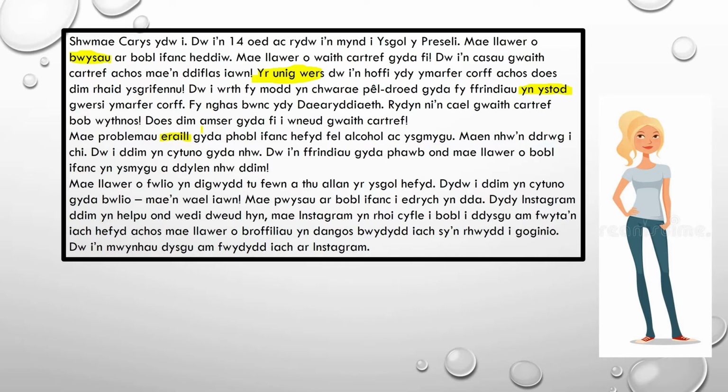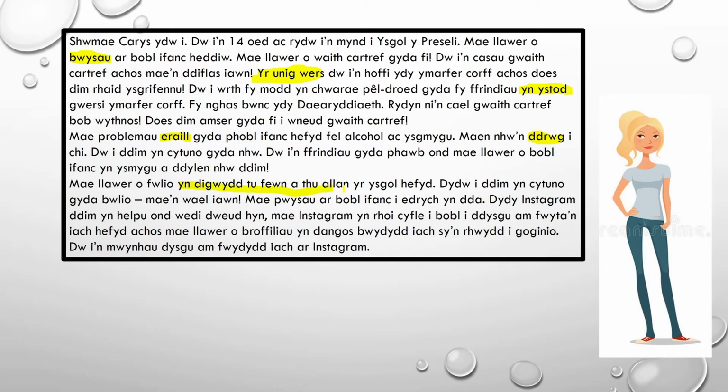Let's keep reading. Mae nhw'n ddrwg i chi. Now, ddrwg, opposite to dda, ddrwg, bad. Mae nhw'n ddrwg i chi. Dwi ddim yn cytuno gyda nhw. Dwi'n ffrindiau gyda phawb, ond mae llawer o bobl ifanc yn ysmygu a ddylen nhw ddim. Mae llawer o bwlio yn digwydd tu fewn a thu allan yr ysgol hefyd.